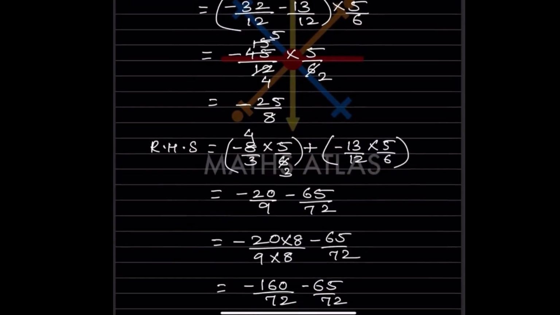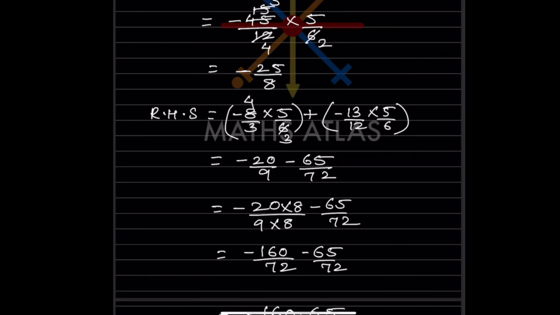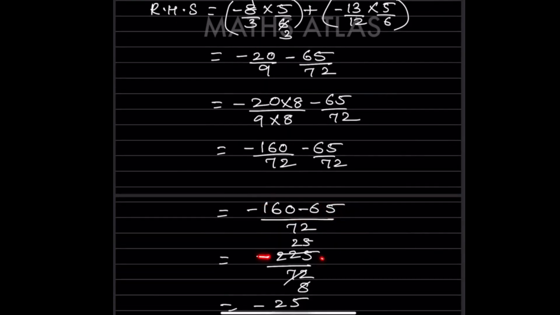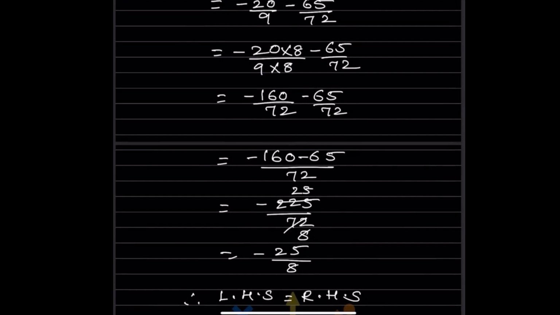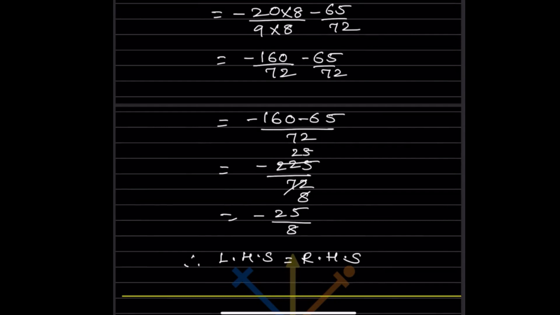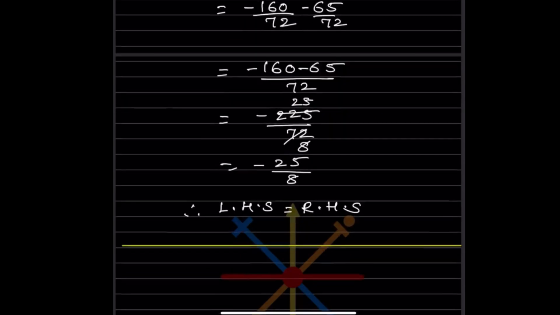Again, for the right hand side, you can just have a look at this one. So now here you can see the denominators are different. So we'll take the LCM, that will be 72. That is what is here. So this is going to be minus 160 minus 65 by 72. So when you subtract this one, so both negative means you are going to add but put the minus sign. So minus 225 by 72. And when we simplify, we get 25 by 8. Both of them are minus 25 by 8. So LHS is equal to RHS.